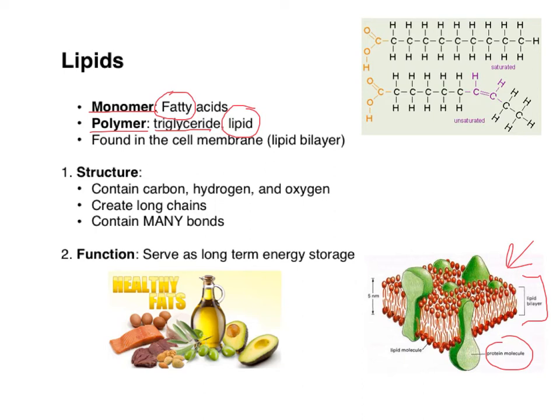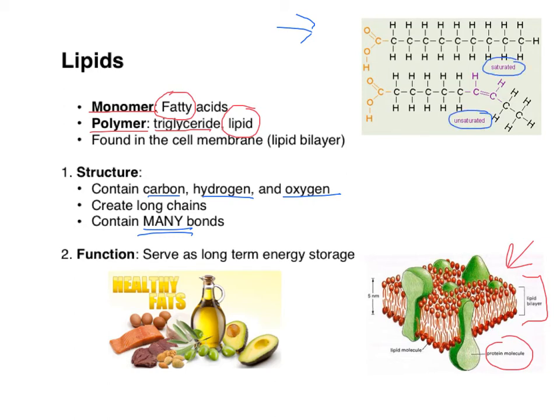Okay, so structure for a lipid. Just like carbohydrates, something to keep in mind, lipids contain carbon, hydrogen, and oxygen. They create these long chains that have many, many bonds, and that's really important for something we'll talk about in just a minute. So if you look up here at these two forms of lipids, we have what we call a saturated fat and an unsaturated fat.